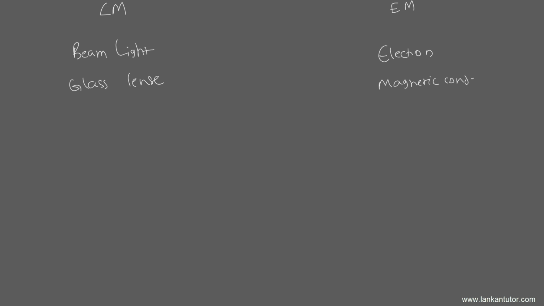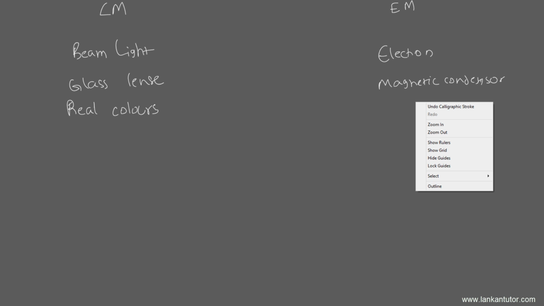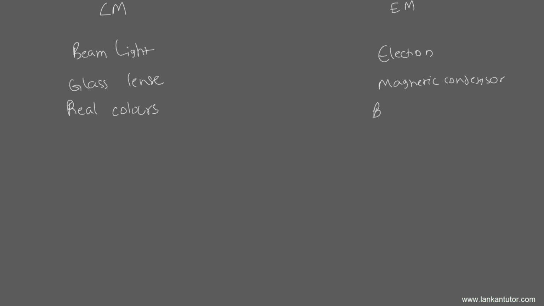Now, one really important part about the light microscope is that it actually shows the real colors of the specimen. And on the electron microscope, it's black and white. If you get a colored image, generally the color is generated by the microscope. It's not a real color of the specimen. The magnification of the light microscope is around 1000. The magnification of the electron microscope could be anywhere between 150,000 to 400,000. So there's a big difference there.